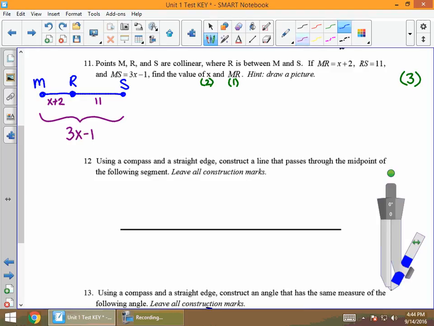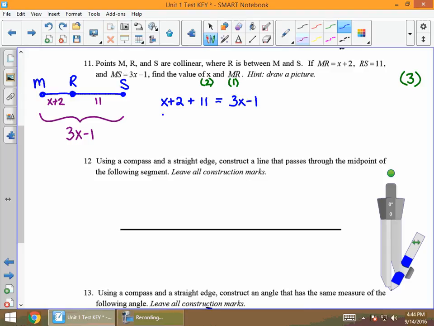So this question deals with segment addition postulate. Segment addition postulate says if I take the two small segments, in this case MR and RS, and I add them together. So let's do that. x plus 2 and 11. If I add the two small segments together, it will equal the big giant segment that they make together. So MR plus RS will make MS. So x plus 2 plus 11 has to equal 3x minus 1.